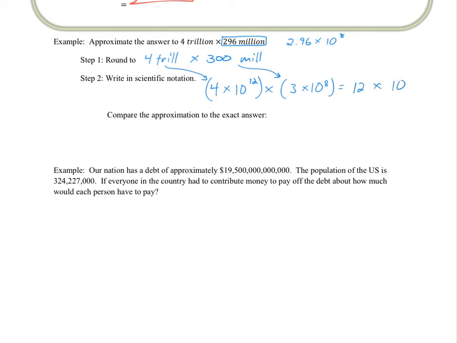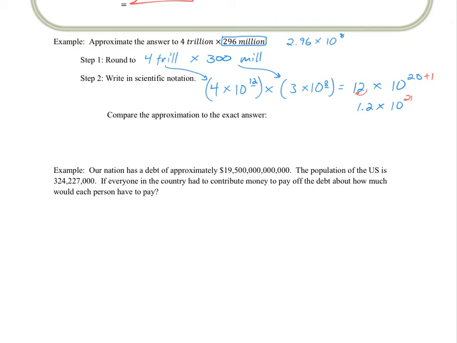times 10 to the, we add the exponents since we're multiplying, that'd be 20, but we have to move the decimal point 1 to the left and say 1.2 times 10 to the 21. So we had to add 1 to the exponent for this decimal point move here.